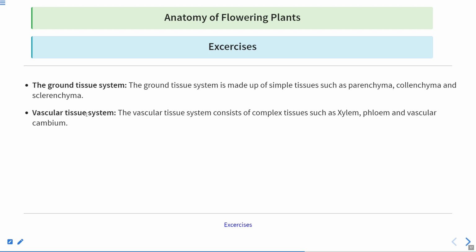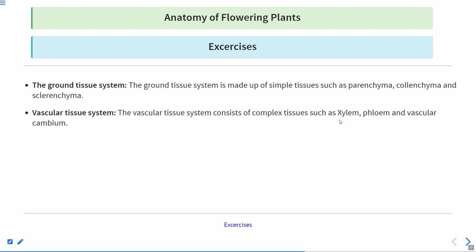Now we will talk about the vascular tissue system. The vascular tissue system consists of complex tissues such as the xylem, phloem, and the vascular cambium. In the vascular tissue system, there are two different types of complex tissue. These are called complex tissue because many different types of cells unite together to perform one particular function. They are not a single type of cell united to form the tissue. There are different types of cells.